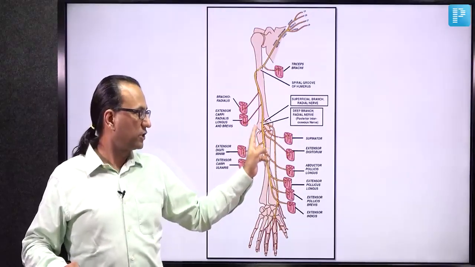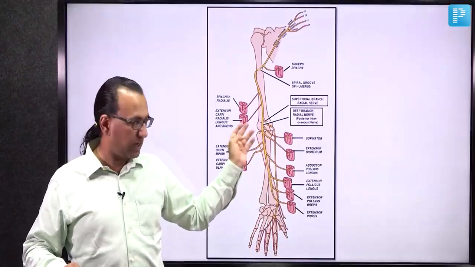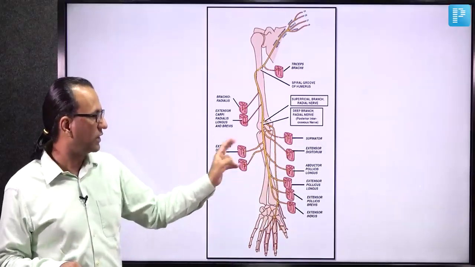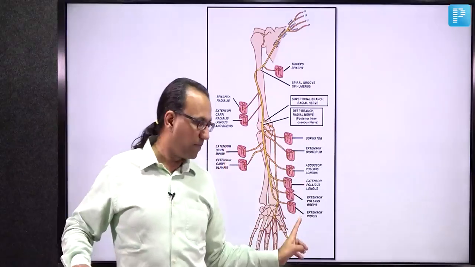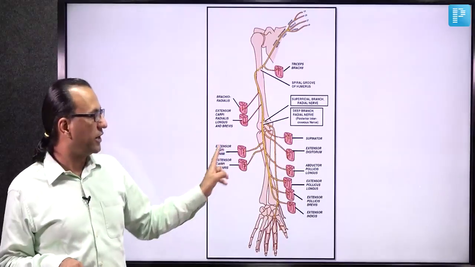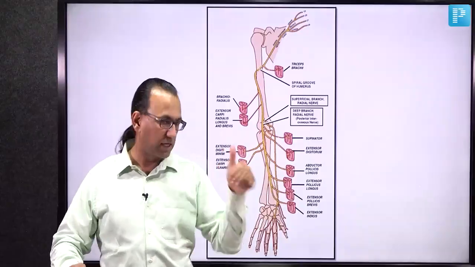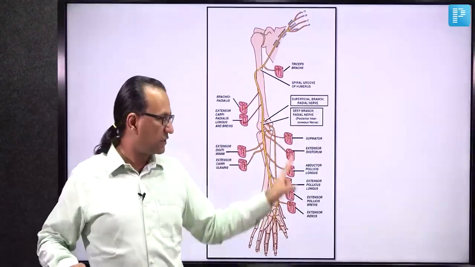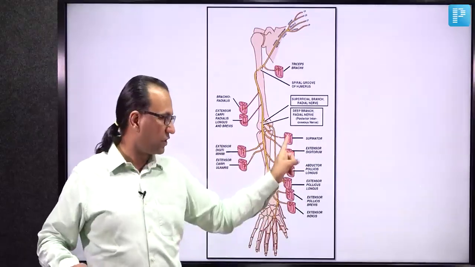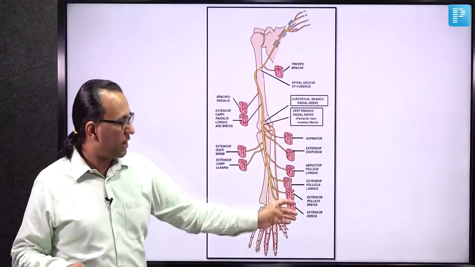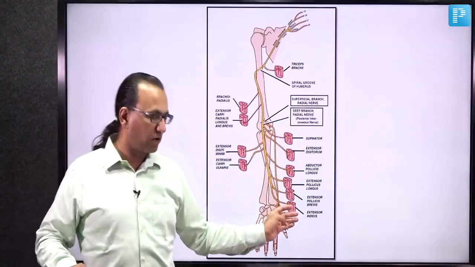And then there are some muscles which come from the common extensor origin. They are the forearm muscles here, including the ECRB, and most of them are extensors. So extensor carpi radialis brevis, and then there is the extensor of the thumb, extensor pollicis, the extensor digitorum, the extensor of the index finger, and the extensor of the little finger. Mostly they are extensors supplied by the posterior interosseous nerve.